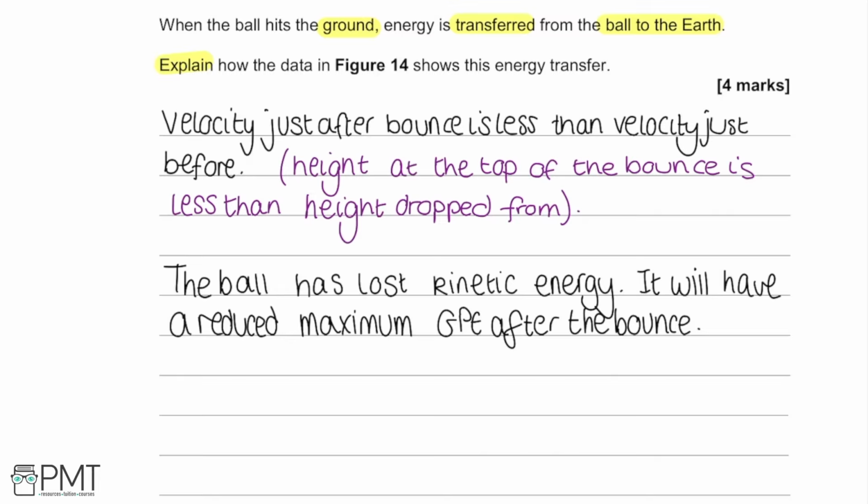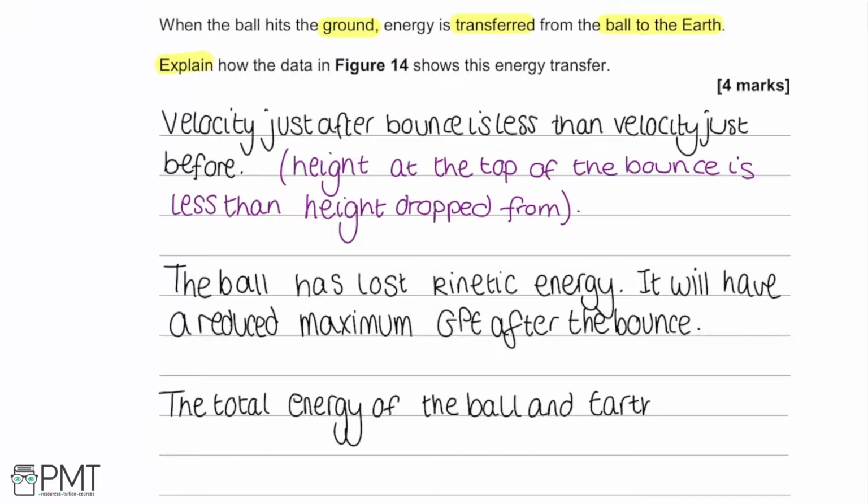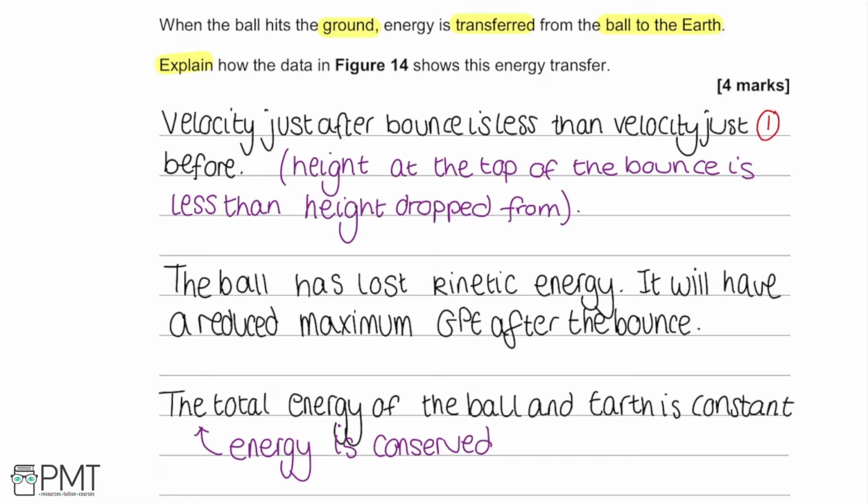So we know that the ball and the Earth are a system. So in order to explain this a bit further, we're going to say that the total energy of the ball and the Earth is going to be constant. So this energy is conserved between the two. And so just by going through this question in that logical order, we've been able to outline each mark point as we've gone and made sure we haven't missed any key information out. And explaining the question has been really important here as the command word in the question. We've had to give a little bit more detail and develop our answer a bit more.